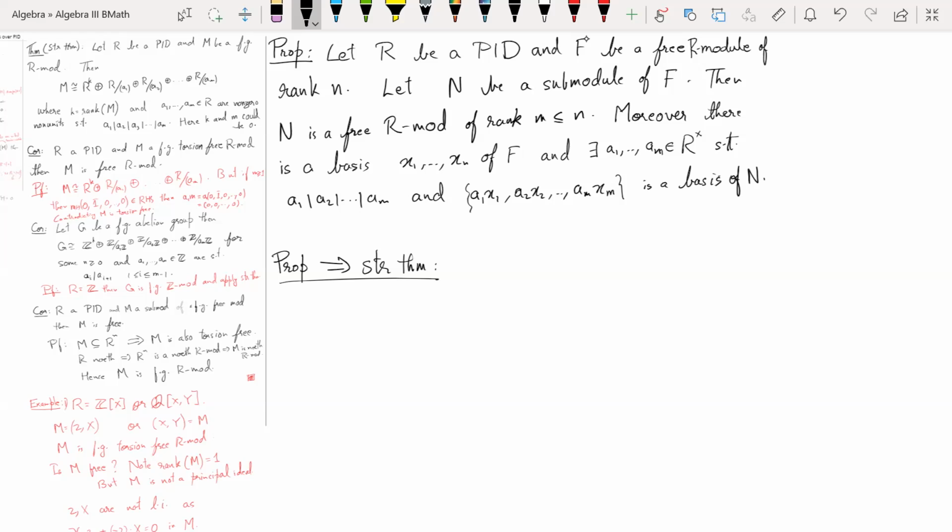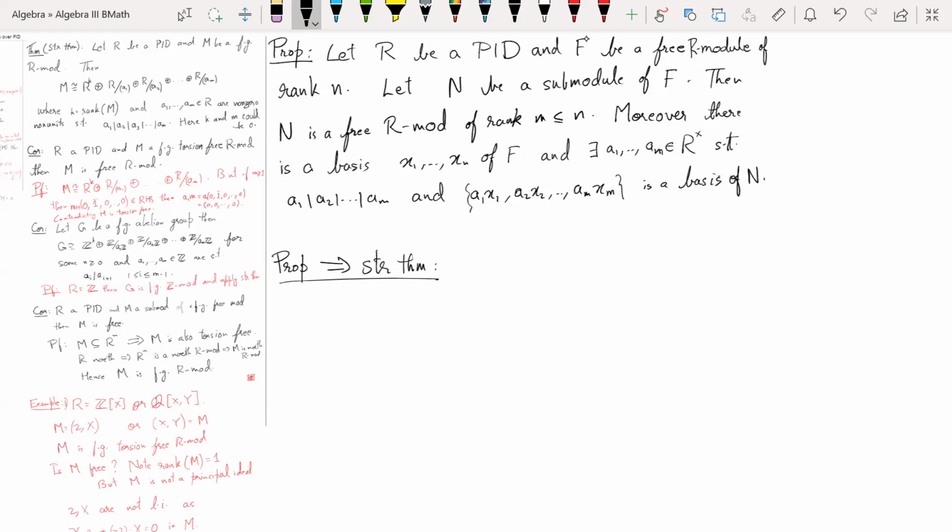They are going to be linearly independent because x1 to xn are linearly independent. So if you multiply x1 by some non-zero scalar, and so on, they are going to be linearly independent. But what it says is that it also spans N. They belong to N and they span N. So you can find a1 to am and the basis x1 to xn of F such that these two conditions hold. This is the proposition which we will prove.